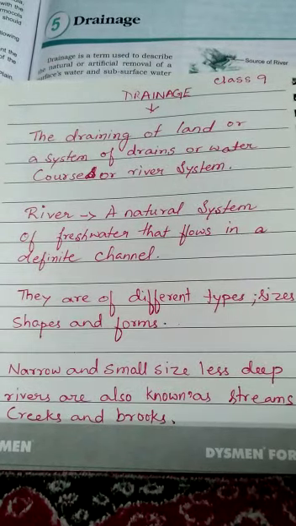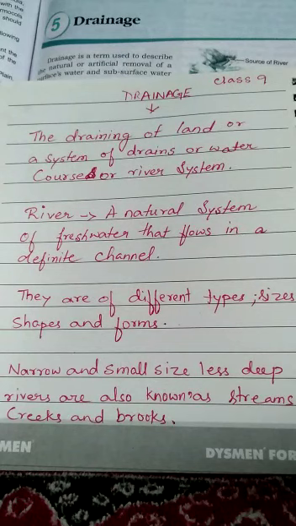This is a video of Class 9 Geography Lesson 5, Drainage. First of all, we will see in this lesson about drainage. Now, drainage is the draining of land, or a system of drains or watercourses, or a river system. Now we'll understand what draining is and how it is connected with the river.